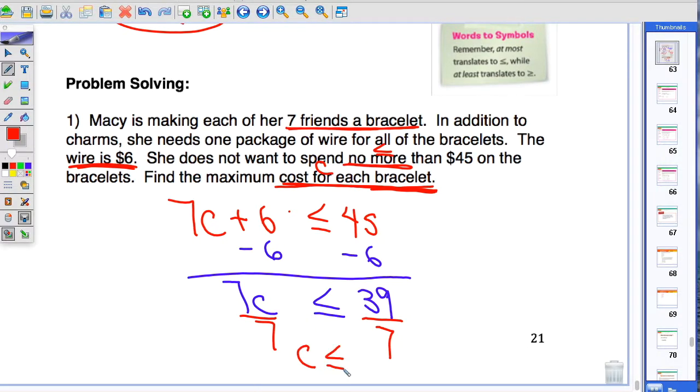So we're left with cost less than or equal to. You can use your calculator to divide, and when you divide it out, you get $5.57, and that is rounded. So the cost for each bracelet is no more than $5.57 for each bracelet.